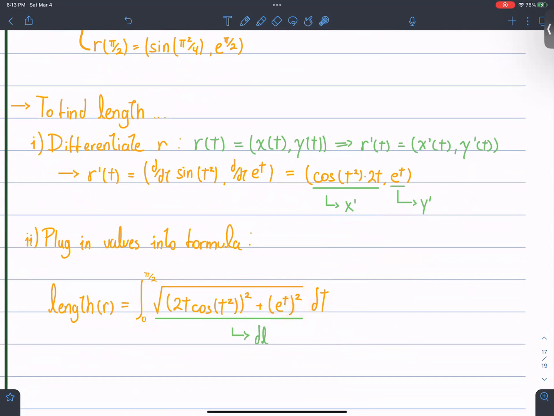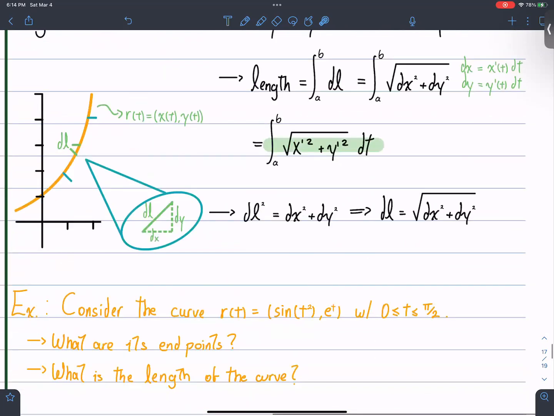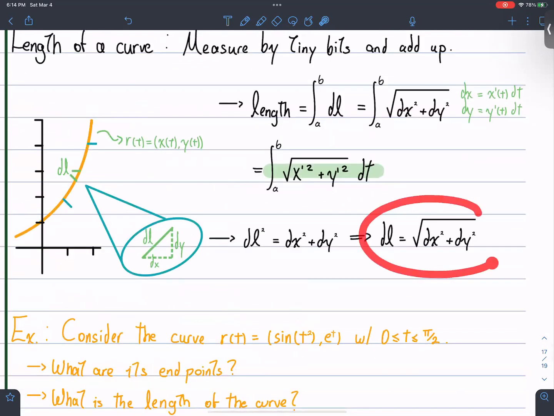Okay? This whole expression is the DL, the little line element of this curve. The line element will come in handy because it is what is used in all of the other problems which have to do with mass, with rotations, and all of the length problems, you have to find the DL. So it's very important that you remember how to find it via the Pythagorean theorem.